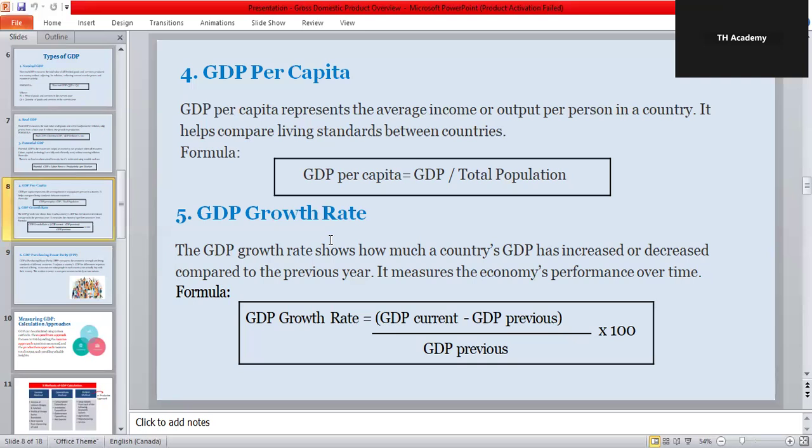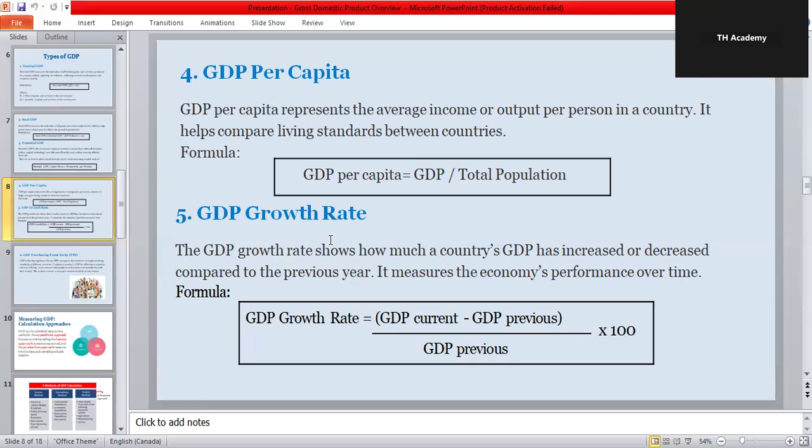Finally, we have the GDP growth rate, which shows how fast an economy is growing or shrinking over time. It tells us the percentage change in GDP from one year to the next. Here is the formula for GDP growth rate, that is current GDP minus previous GDP divided by previous GDP multiplied by 100. For example, if GDP last year was $900 billion and this year it's $950 billion, then GDP growth rate would be 5.5%. If we put these values in the formula, we get 5.5% GDP growth rate.